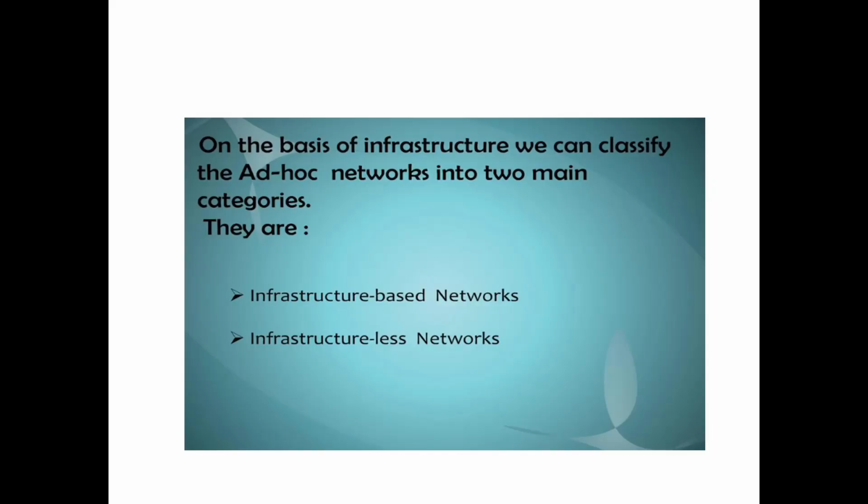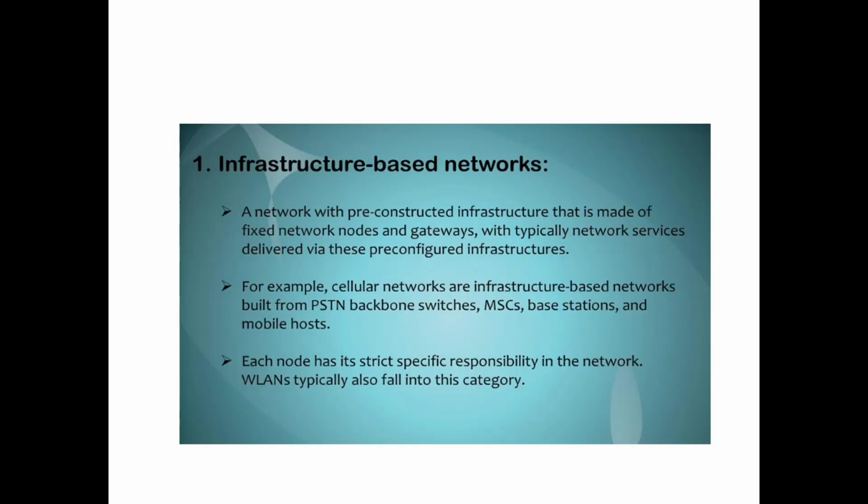On the basis of infrastructure, we can classify ad hoc networks into two main categories. They are infrastructure based networks and infrastructureless networks. First one is infrastructure based network. A network with pre-constructed infrastructure that is made of fixed network nodes and gateways, with network services typically delivered via these pre-configured infrastructures. For example, cellular networks are infrastructure based networks built from PSTN backbone switches, MSCs, base stations, and mobile hosts. Each node has its specific responsibility in the network, and wireless LANs typically also fall into this category.